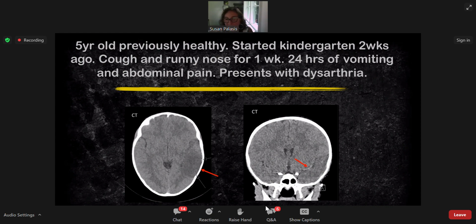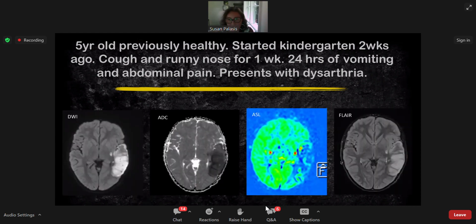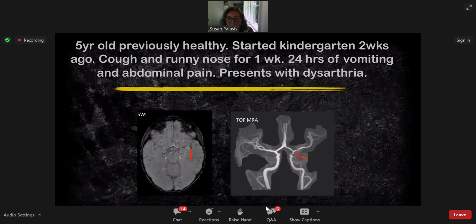When he came to CT, we can already see the loss of the gray-white differentiation, significant hypodensity in that left temporal lobe, and the presence of this dense MCA sign. We moved on to MRI evaluation, and we can see the diffusion restriction in that left MCA territory with corresponding decreased perfusion and corresponding FLAIR signal abnormality. So everything is corresponding here. We don't have that mismatch of diffusion perfusion, and this is considered a complete stroke.